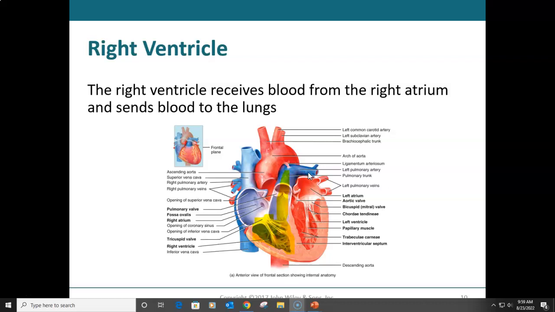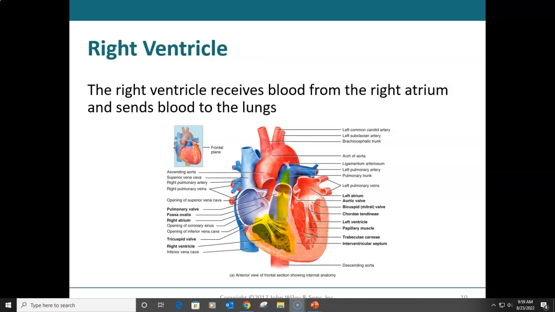left pulmonary arteries. Now your right and left pulmonary arteries, pulmonary should tell you that, of course, that is headed to the lungs. So artery, A for away, pulmonary, to the lungs. So your right and left pulmonary arteries take blood away from the heart out to the lungs, where we drop off CO2 and pick up oxygen.